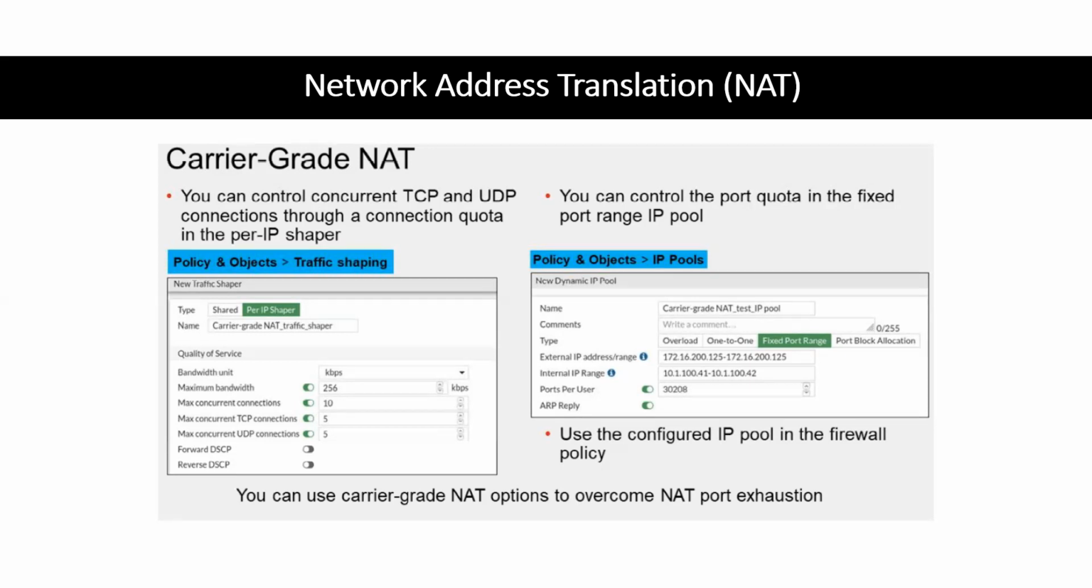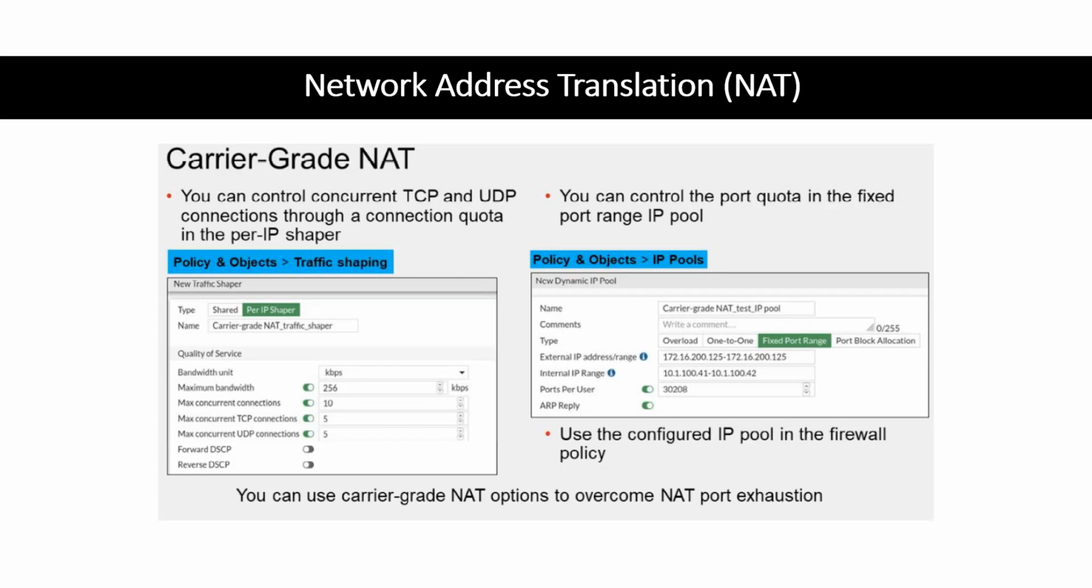And as you guys can see, I know it's kind of small, but fixed port range. This is another way to limit the amount of concurrent connections. You'll say how many ports per user, and you'll share the internal IP range. Of course, it'll be larger than that in a realistic environment. But this is carrier grade NAT at its finest.